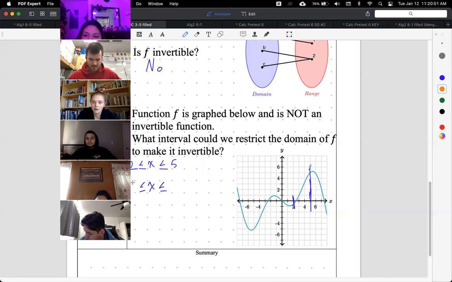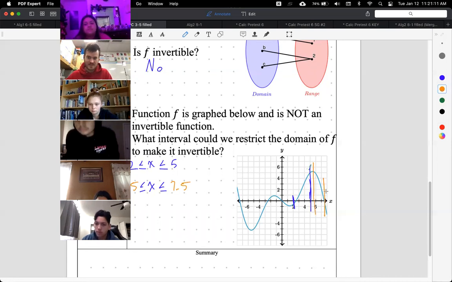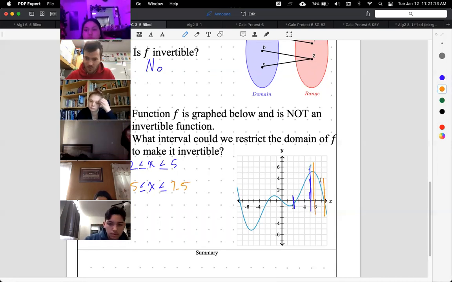5.5 and 7.5. That's right, 5.5 and 7.5. So 5.5 is right here and 7, wait, that's 4.5, sorry. 5.5 is right here. 5.5 looks like it's at the maximum of this function, and 7.5 is somewhere over there. Yeah, between these two orange lines, there's no way for this to fail the horizontal line test. Perfect. That is another answer.